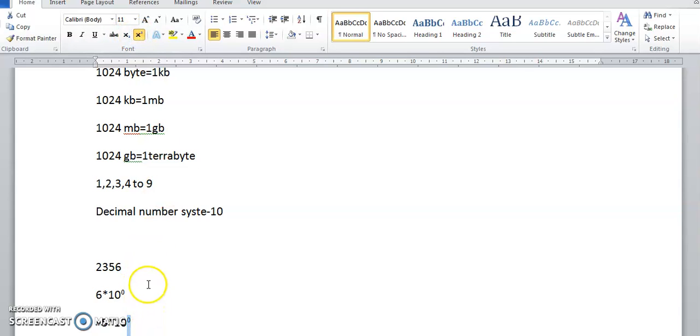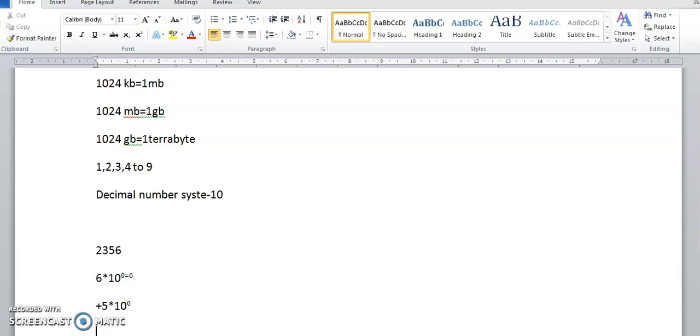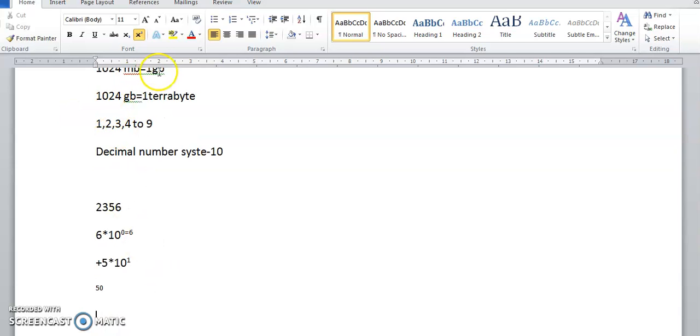Are you getting this point? 10 raised to 0 equals 1, so 6 into 1 is 6. Its place value is 6. What is the place value of 5? Sorry, it's not 0, it's 1. 10 raised to 1 is 10. Any number raised to 0 equals 1, and any number raised to 1 equals that same number. So the place value of 5 is 50. Are you getting this point?